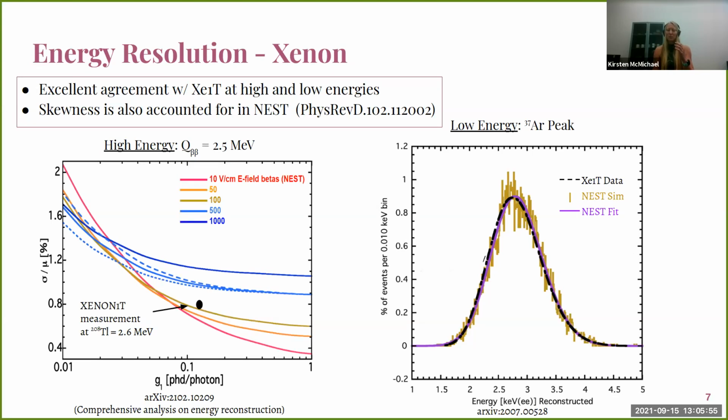The black dashed line is the XENON1T calibration data. We have the NEST simulation, which is us plugging in the exact parameters from XENON1T in the detector file. And then we have a fit where we're showing really strong agreement. It's very important to note that part of the reason we can get such good agreement is because NEST does also account for skewness in its modeling.